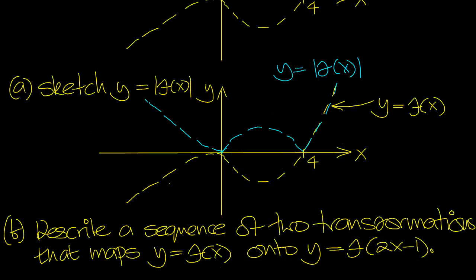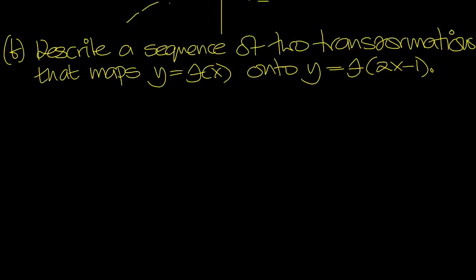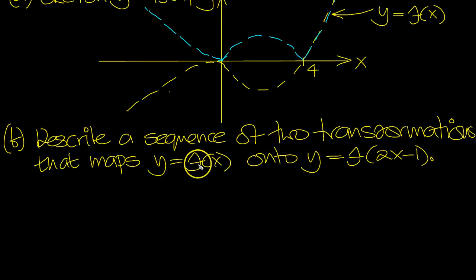Part B, describe a sequence of two transformations that maps this function onto this function. Okay, so first of all, let's look at the point 4. If we want this, what point have we got as input that gives f of 4 here? Where does this point move to from the point of view of this function?